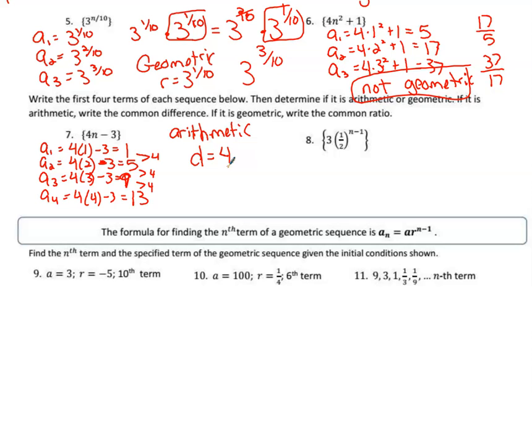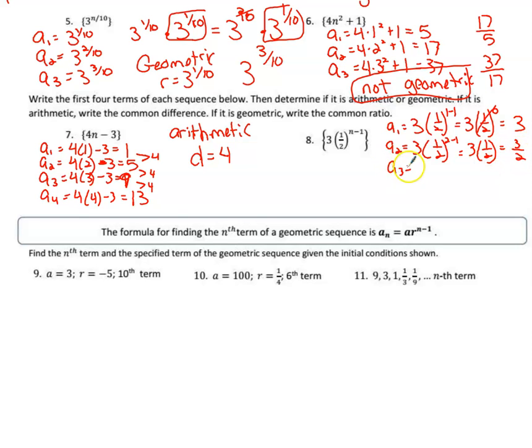Number 8. Well, let's figure out the first term. The first term is 3 times 1/2 to the 1 minus 1. Well, 1 minus 1 is 0, so that's 3 times 1/2 to the 0 power. Well, anything to the 0 power is 1, so that's 3 times 1, or just 3. The second term is 3 times 1/2 to the 2 minus 1, which is just 3 times 1/2 to the 1, which is just 3 halves.